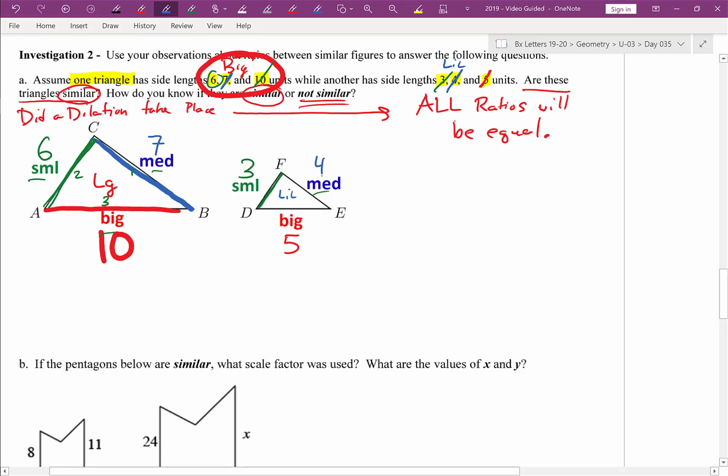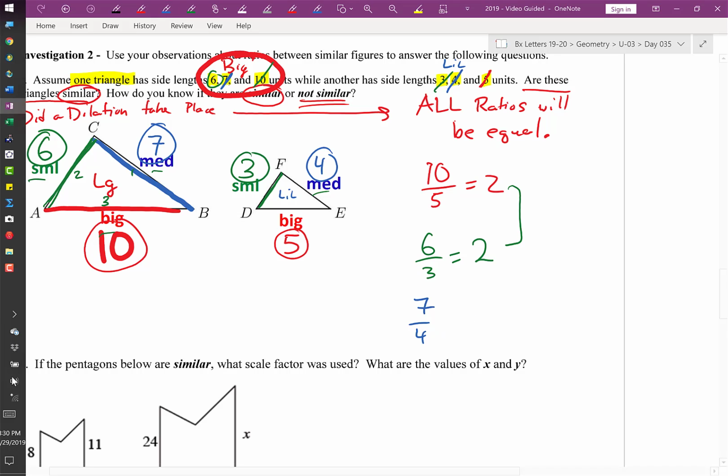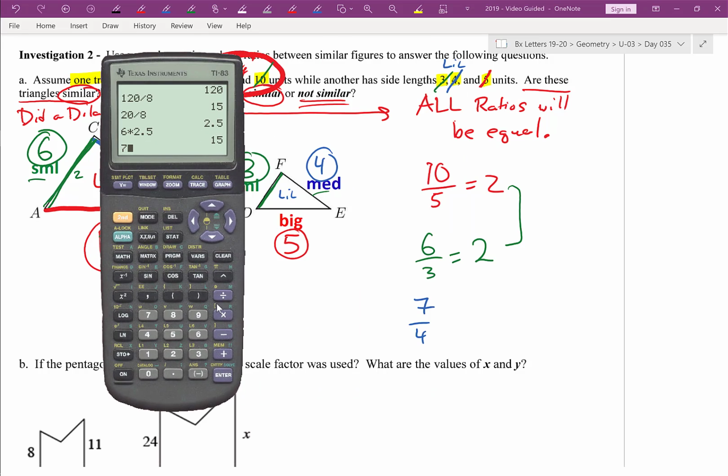And now I'm going to create ratios. I'm going to do the big side divided by the big side. So it'll be 10 divided by 5. I can tell that's 2. I'm going to do the small side divided by the small. 6 divided by 3. Oh my god, that's 2. Aren't they similar? They must be, right? The equal ratios. No. Because the last side, 7 divided by 4, that is not 2. I don't know what it is, but I can promise you it's not 2. 7 divided by 4 is 1.75.